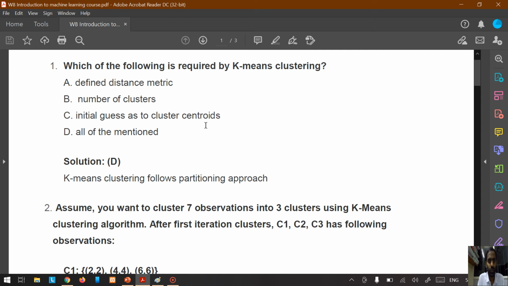We have to calculate the centroid for the given points based upon different distance metrics. That's why first we require a distance metric, and to form different clusters we require the value of k, which is the number of clusters, and an initial guess as cluster centroids. It means we initially assume the clusters before finding the final clusters. That's why the answer to this question is all of the above.